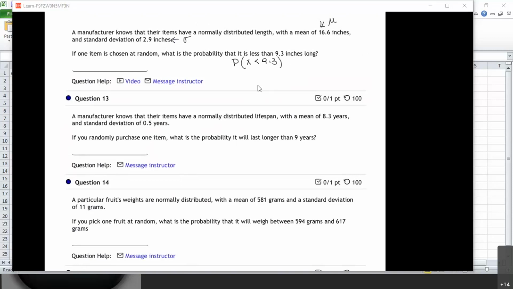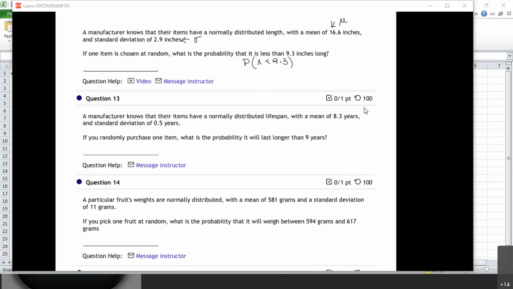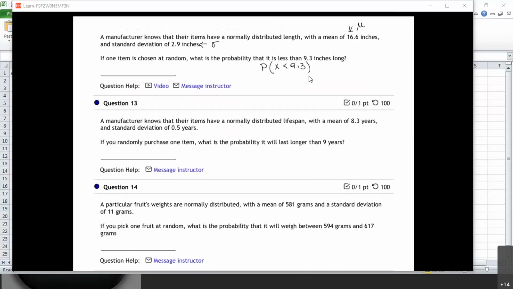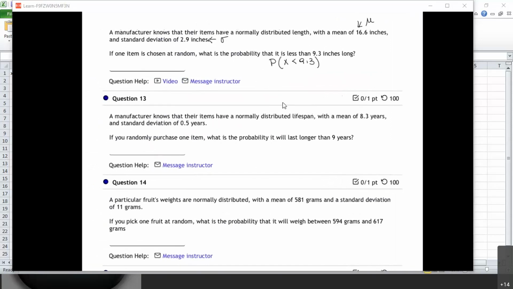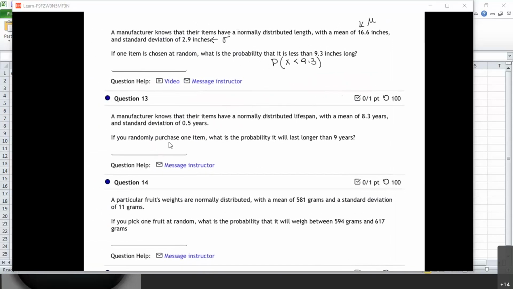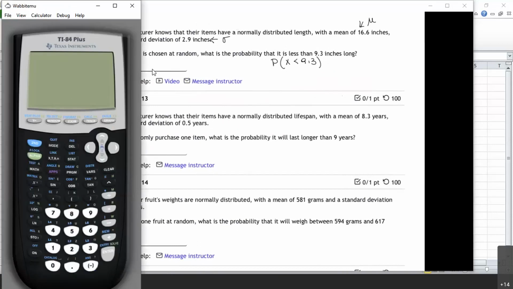Again, I'll do some of these. I'm not going to go through all of them because there are a lot of normal distribution questions here. But I just want to show you how to do some of them with the normal CDF on the TI-84, as well as using the normal distribution calculator built into the course. So let's do the TI first. Turn it on.